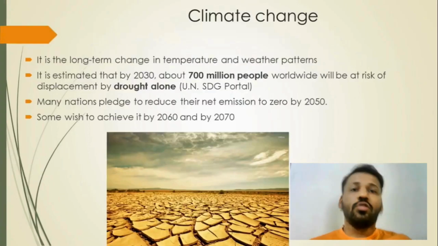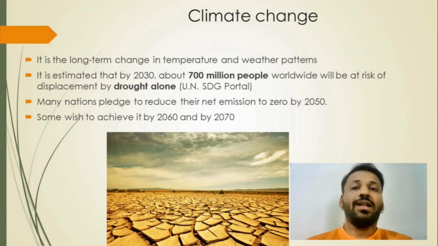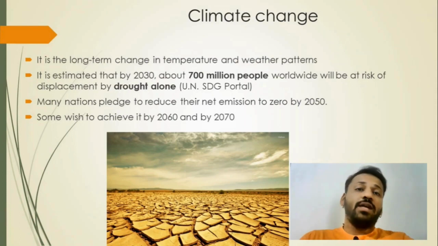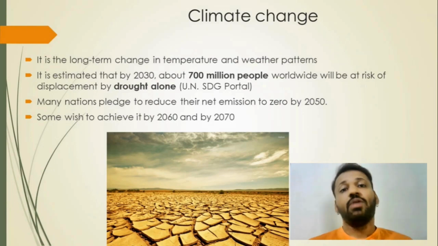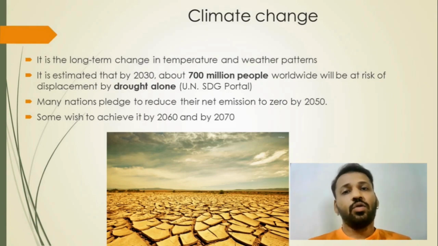First, how it defines climate change and how it approaches it from India's point of view. As we know, climate change is nothing but a long-term change in the temperature and weather pattern of a climate. So this long-term change is happening, and we are saying that climate is changing. The economic survey says that by 2030, about 700 million people, or 70 crore people worldwide, will be at risk of drought. It is giving the reference of the United Nations Sustainable Development Goals portal.